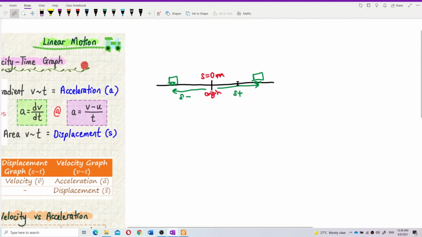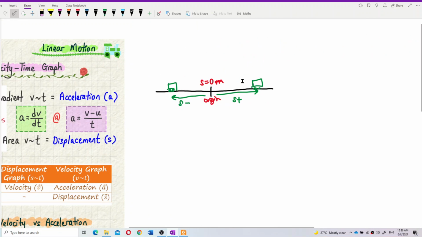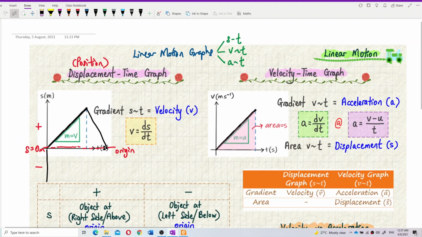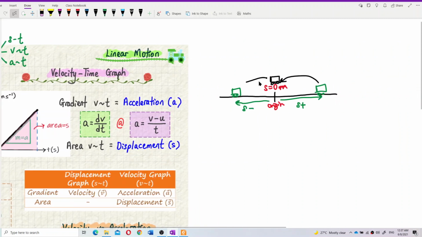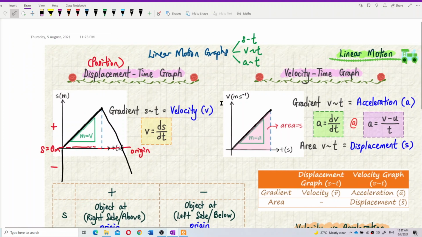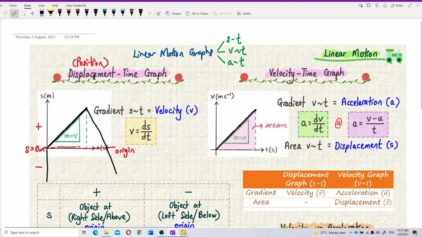That means the car goes back to the origin. If the car goes back to origin, the graph will come back to the origin. But if the graph continues further down, the car has moved to the left of origin. Okay, this is what it means. So that's why this is a position graph.